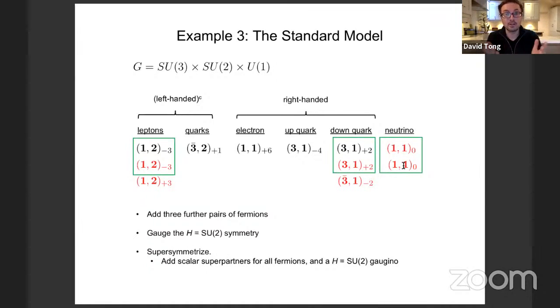That's not a theory that confines without breaking chiral symmetry, but as we've just discussed, we know how to change it so it does. I just supersymmetrize everything that's here. So for H, that means in particular I add an adjoint Weyl fermion under H, singlet under G, and then I add a bunch of scalars, superpartners for everything that's here.